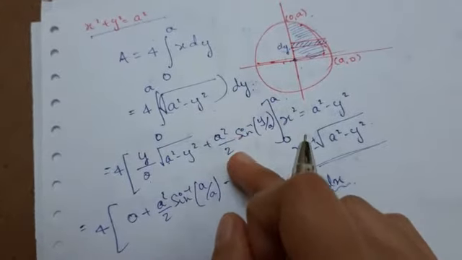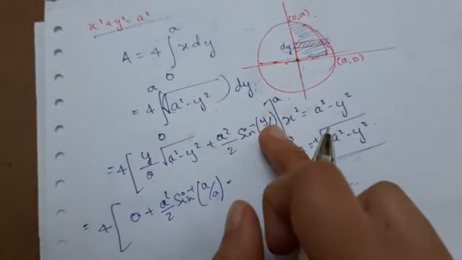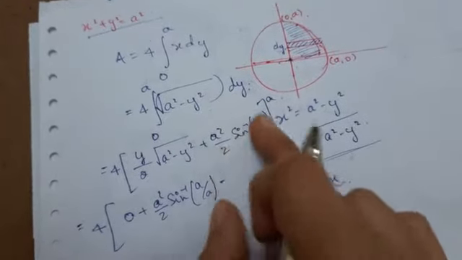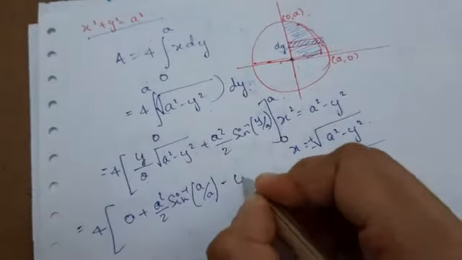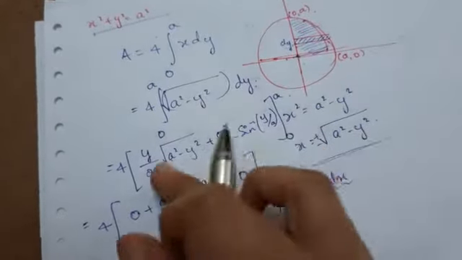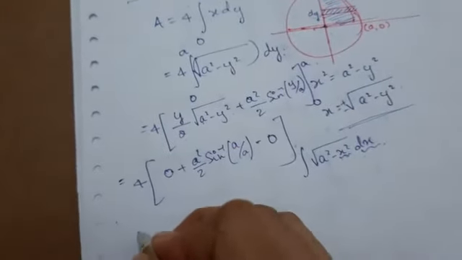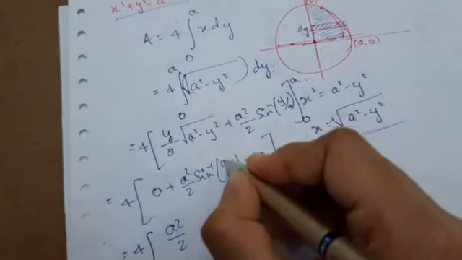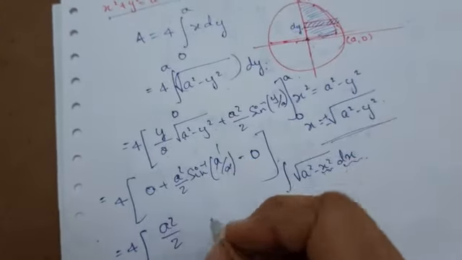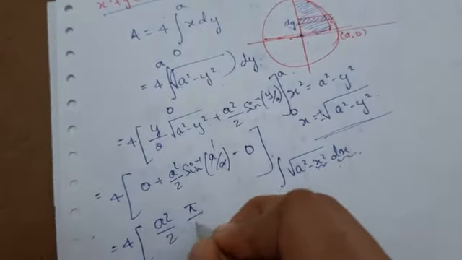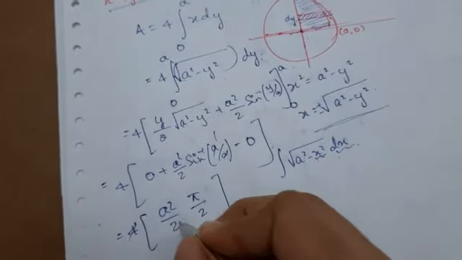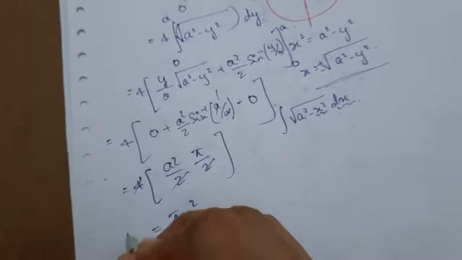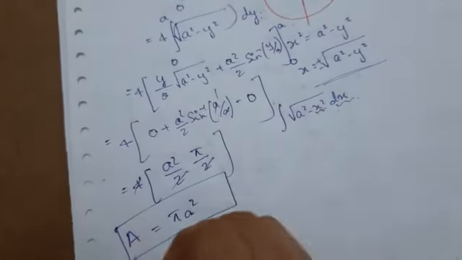Again here, a square by 2 sine inverse of 0 by a is sine inverse of 0. So sine inverse of 0 is 0. So even this term is also 0. So applying the lower limit to both terms, we are going to get 0 itself. So what happens? 4 into a square by 2 sine inverse of a by a, which is 1. Sine inverse of 1 is nothing but pi by 2. So the 4 is going to get cancelled with this one, and we are going to get the area of that circle, that is A is equal to pi r square itself.